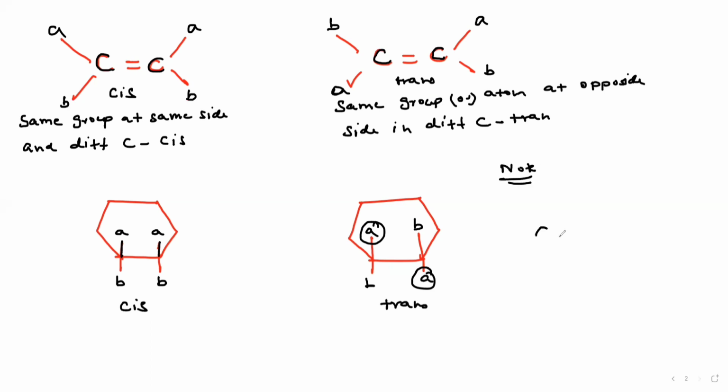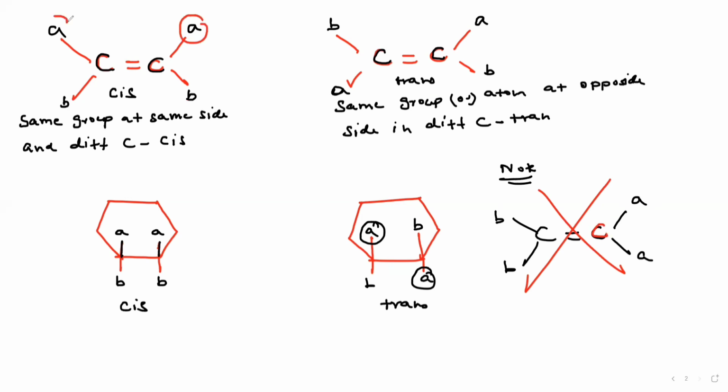Now note, very important: if the same group is on the same carbon, there is no geometrical isomerism. Therefore, if I draw AA and BB on the same carbons, this is not cis. Please understand, this is not cis. This molecule does not show geometrical isomerism because the same groups are on the same carbon. The same group on the same side at different carbons is cis; the same group on the opposite side at different carbons is trans. If both groups are on the same carbon atom, there is no GI, geometrical isomerism. Understand? This is the essential condition for geometrical isomerism.